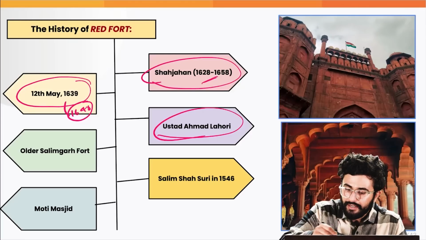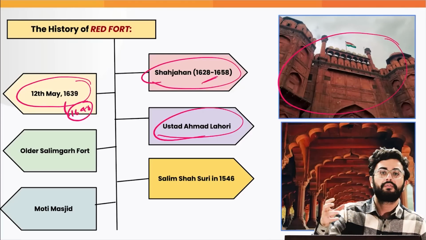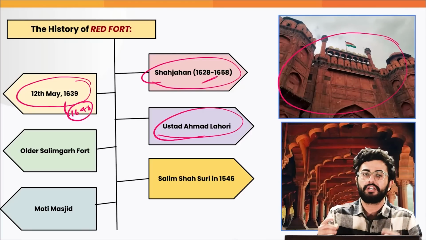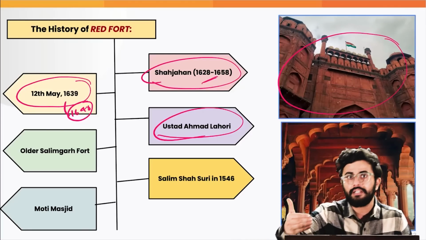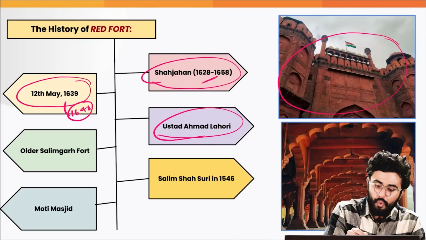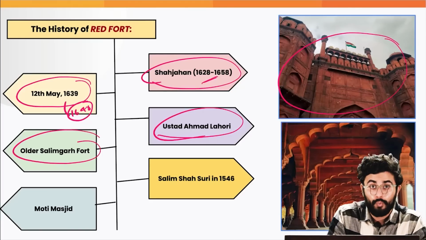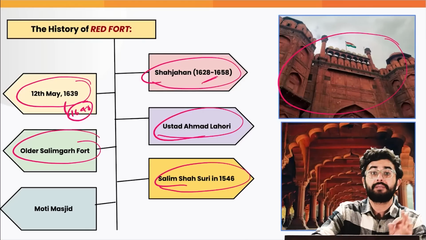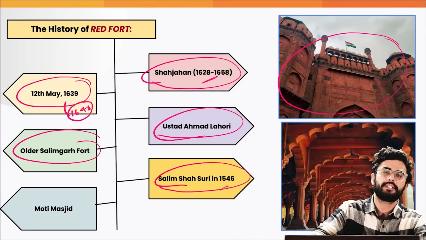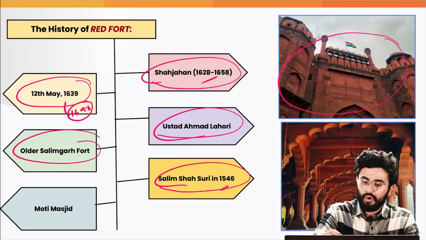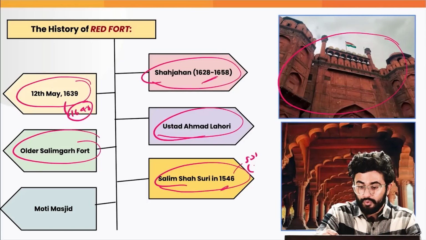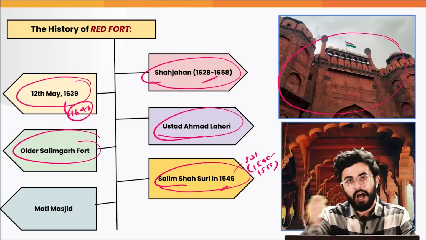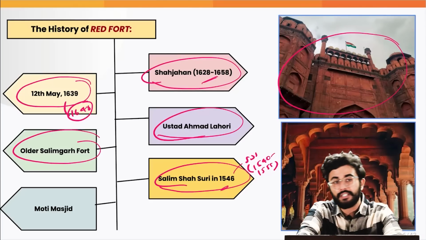Remember that when we look at the Red Fort, it is the only Mughal fort which is not symmetrical in nature, because it tries to actually contain within the fort the older Salimgarh fort as well. The older Salimgarh fort was actually commissioned by Salim Shah Suri in the year of 1546. Salim Shah Suri was basically the son of Sher Shah Suri. Sher Shah Suri actually defeated Humayun and ruled from 1540 to 1555 after the fateful Battle of Chausa 1539.